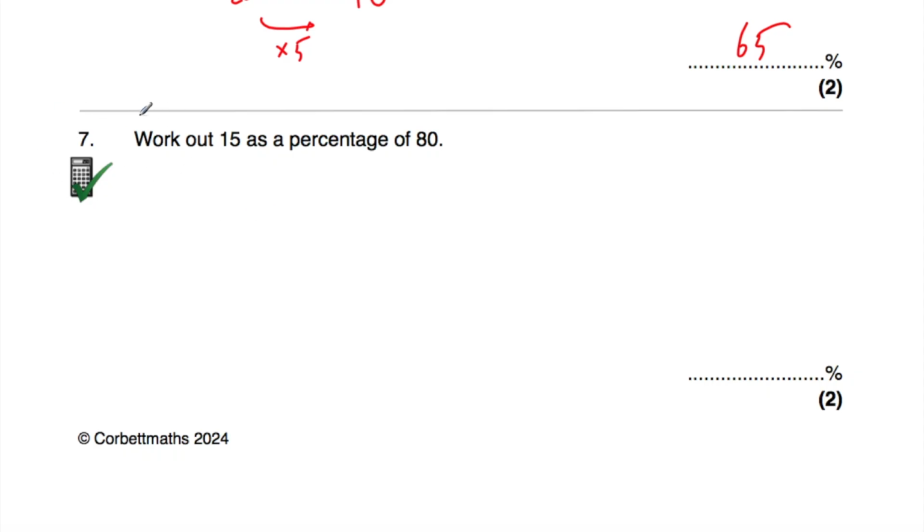So question number 7 is a calculator question, and we've been asked to work out 15 as a percentage of 80. So let's write it as a fraction to begin with. So that would be 15/80ths, because it's 15 as a percentage of 80, so 15/80ths as a fraction. Now we want to change this to a percentage.